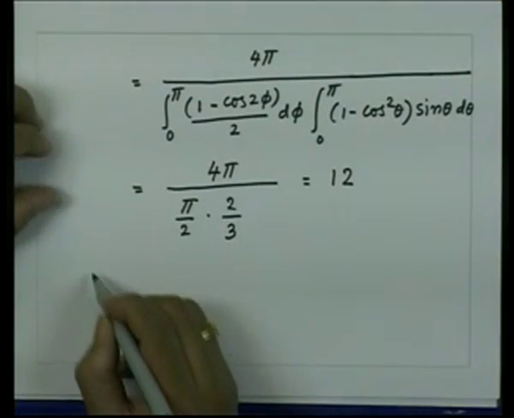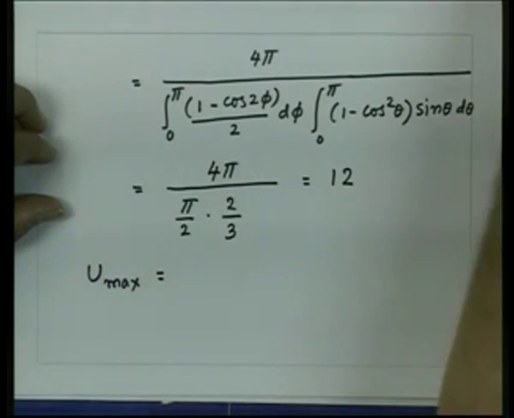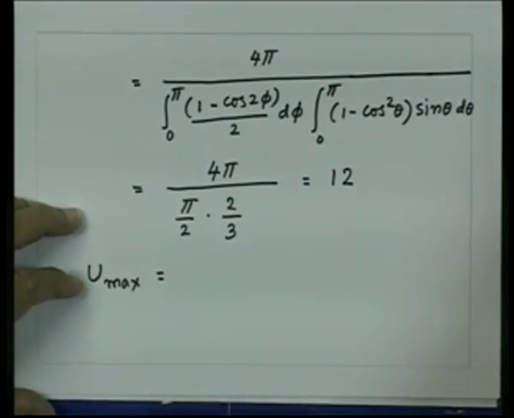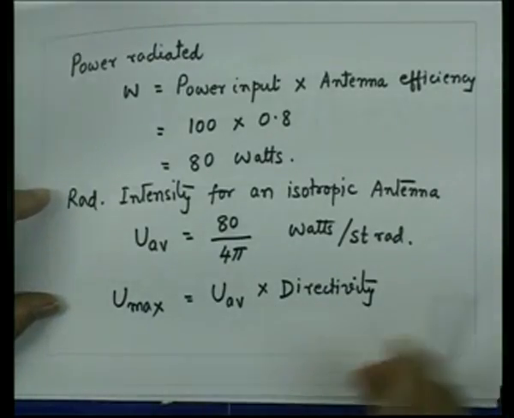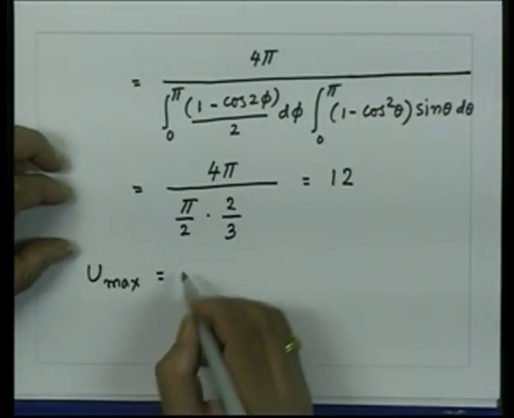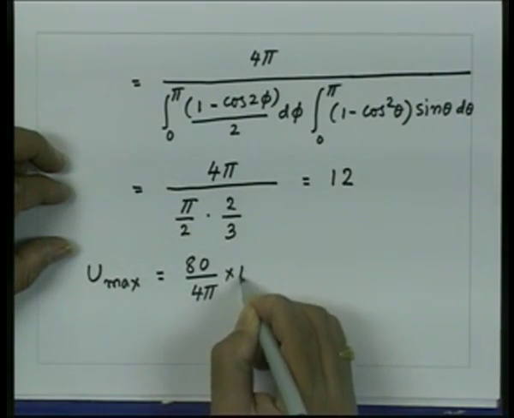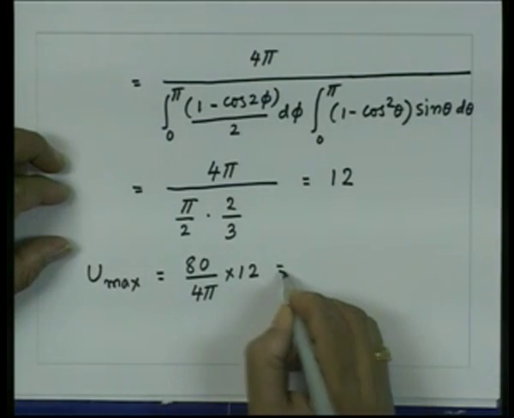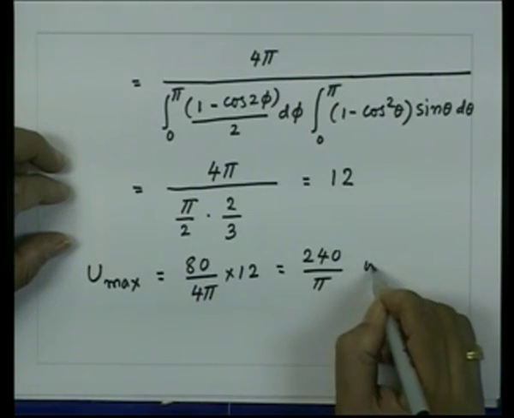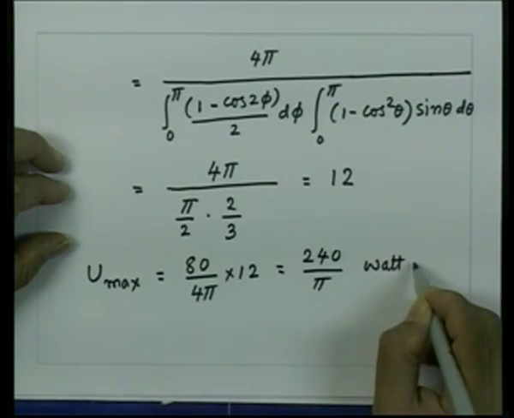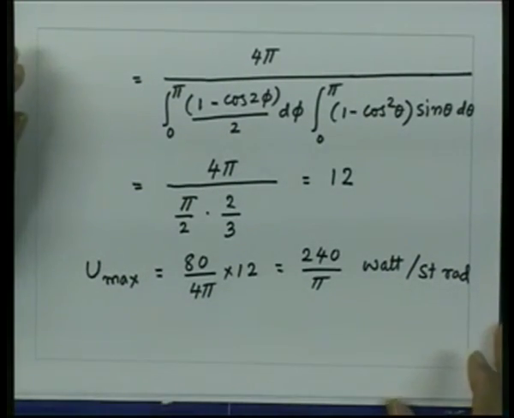Once you know the directivity, then I can calculate the U maximum, which is the average radiation intensity, which is 80 upon 4 pi steradian multiplied by directivity, which is 12. So, from here we get 80 upon 4 pi into directivity 12. So, that gives us 240 upon pi watts per steradian. That is the maximum radiation intensity which we get.